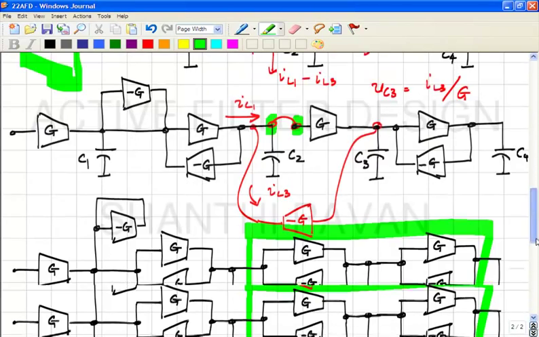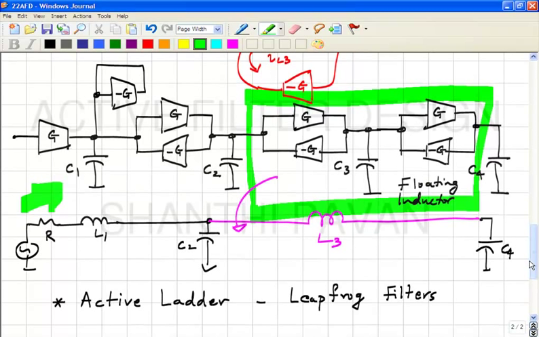One second, let me answer questions one by one. The first question is, why is this more sensitive? That was discussed in a previous class. Correct. All that this is doing is simply emulating the same LC structure, just with transconductors. That's all.